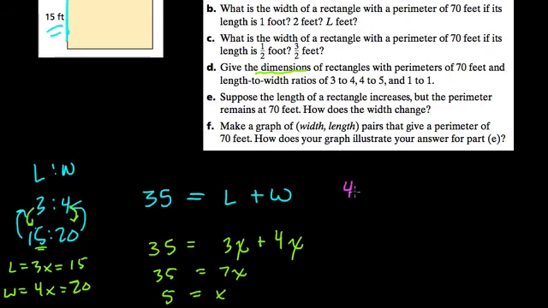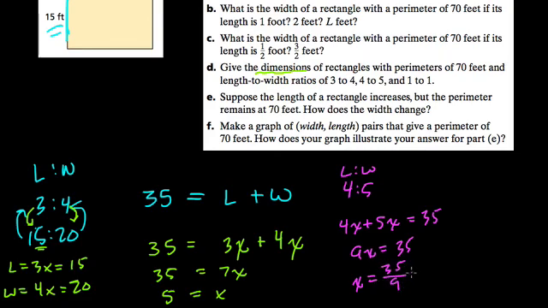Here, if we have a ratio of 4 to 5 now, length to width, we can do the same thing. So we have 4x plus 5x equals 35. Here we get 9x equals 35, and then x equals 35 divided by 9, right? Now 9 goes into 35 how many times? Well, 9 times what is 35? 9 times 4 is 36, too large. 9 times 3 is 27. It has a remainder there of 8, so 8 ninths. So about 3.8 repeating, right?